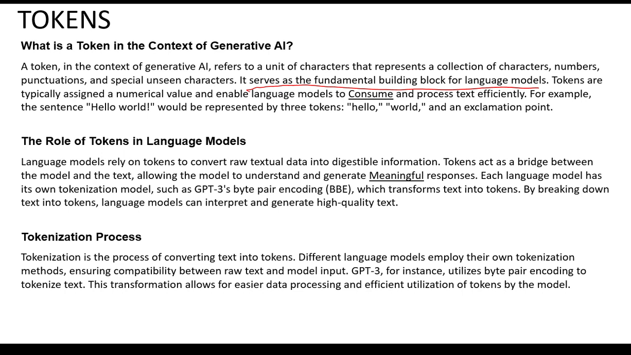So tokenization is the process of converting text into tokens. Different language models employ their own tokenization methods. For instance, GPT-3 utilizes byte pair encoding to tokenize text. As you can see, the sentence "Hello world!" can be represented like this: "Hello", "world" and an exclamation. So this is like breaking down the sentence into multiple tokens, and then this is passed to the LLM.